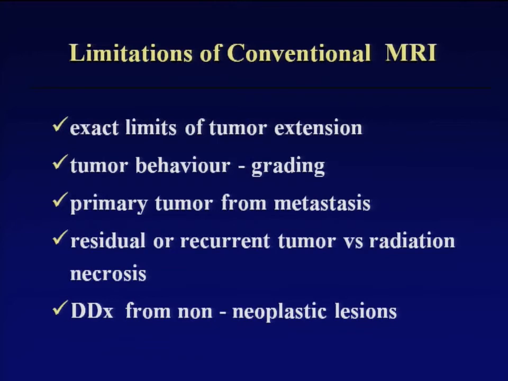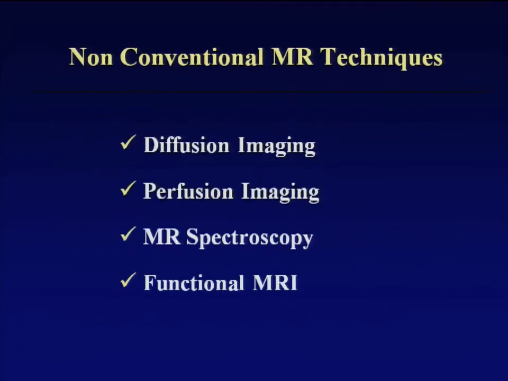First of all, it's very difficult by using CT and conventional MRI to delineate the limits, as I said before, of the tumor. Also to evaluate tumor behavior and grading, to differentiate primary tumor from metastatic disease, to differentiate residual tumor versus radiation necrosis, and also to differentiate other non-neoplastic lesions. So we use those weapons, diffusion, perfusion, and spectroscopy mainly, to help this situation.